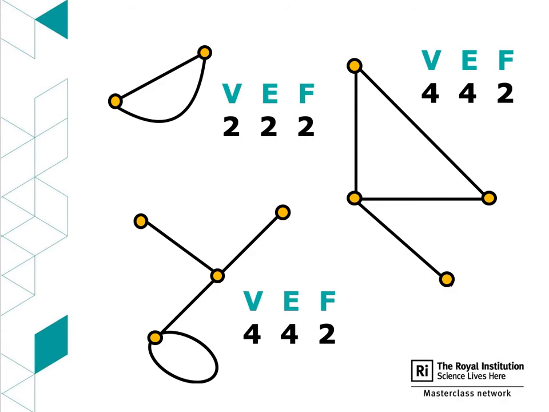One other way Euler used to study graphs was to count how many edges and vertices they have, and also how many faces. When I say faces, I mean regions, areas of space closed off by the edges, including the one region outside the whole graph. So here are some examples of the numbers of vertices, edges, and faces for each of these graphs.